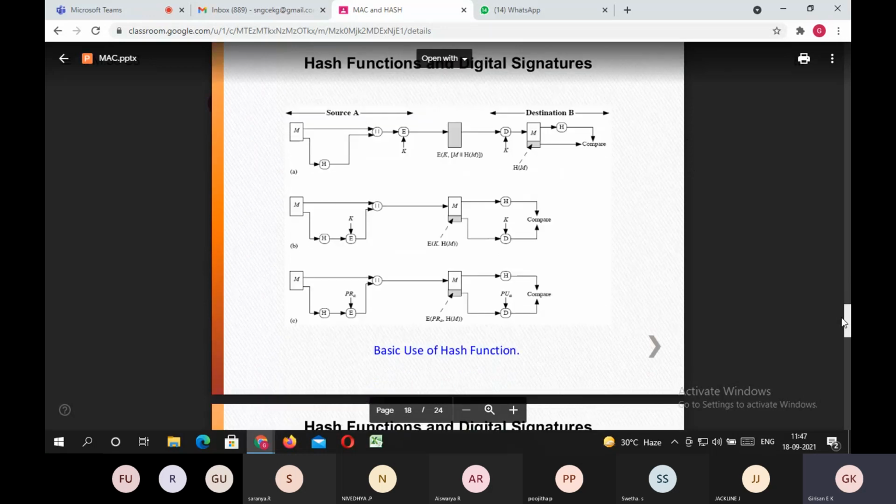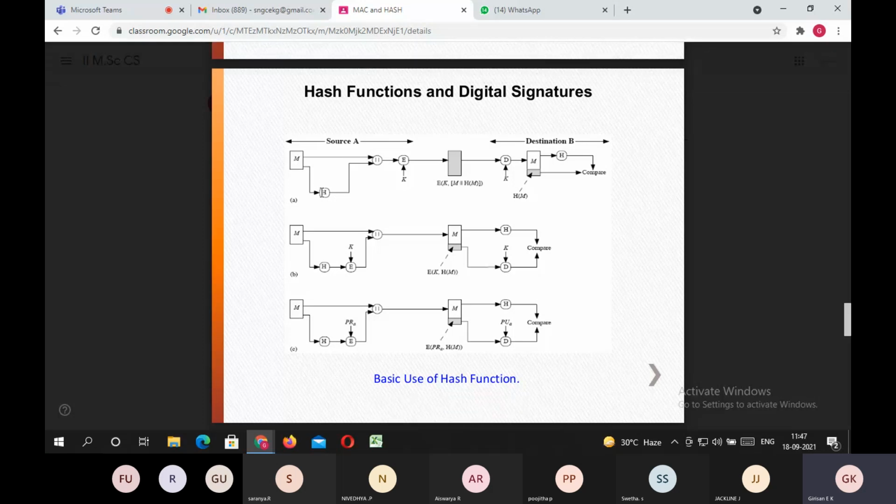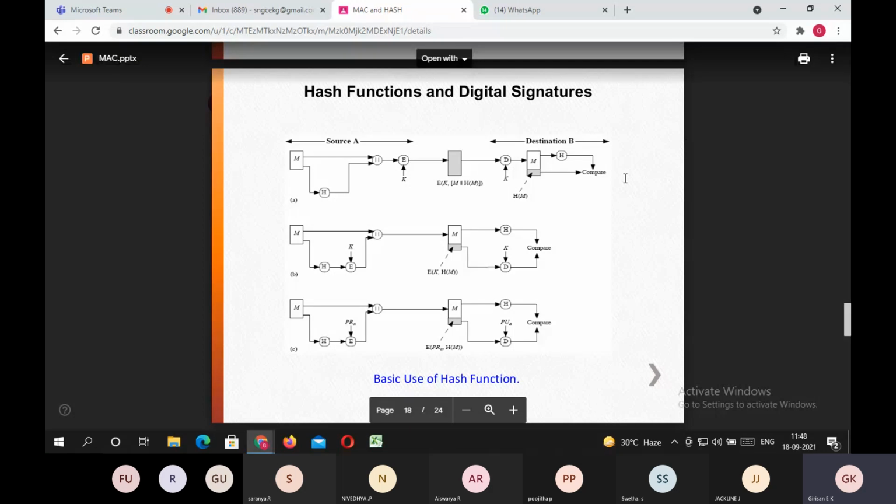So there are 6 forms for using the hash functions. You can see the first form: from the message a hash code is computed, and both are appended. Then encryption is performed on the appended, or concatenated, message. Then the message goes to the recipient. He will decrypt it, symmetric. We can see the key is K. Both sides, sender and recipient, source and destination, use the same key.